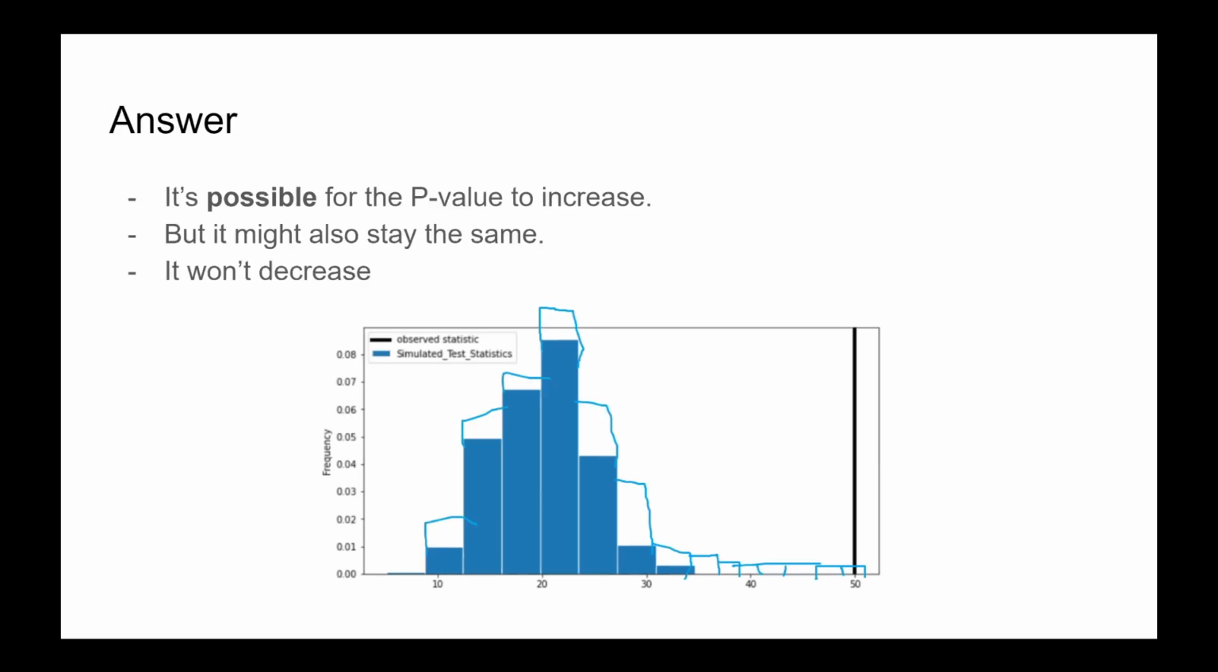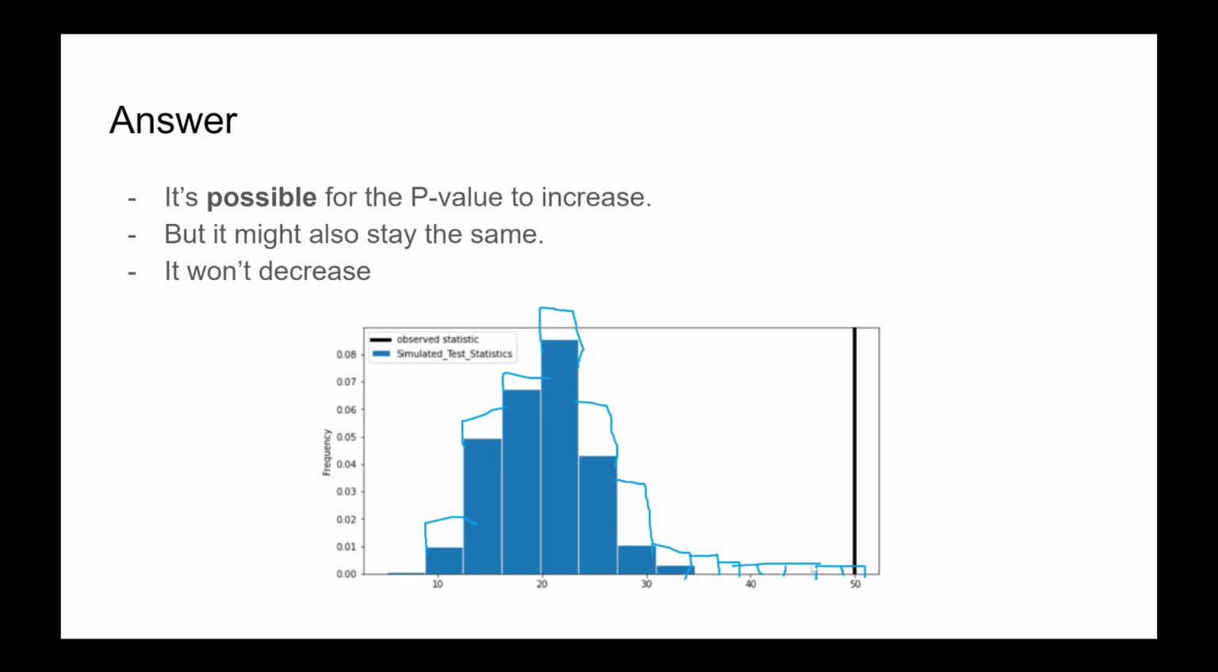Okay, so the answer is that it's actually possible for the p-value to increase, but it's also possible that the p-value would stay the same. When we do more simulations, it is possible that in one of our simulations, we get extremely lucky, so that even with a 0.2% chance, we get more than 50 diamonds. That's just a possibility. So it's possible that the p-value could increase.